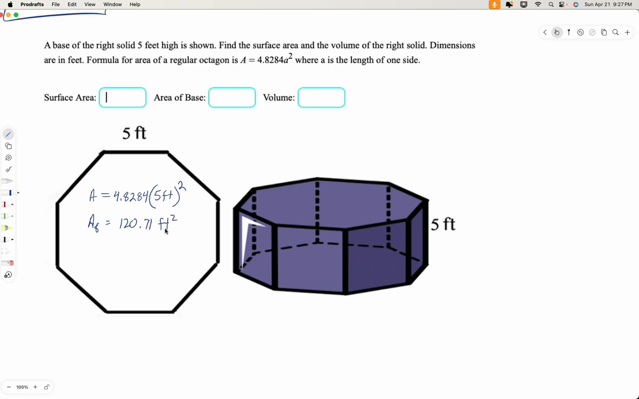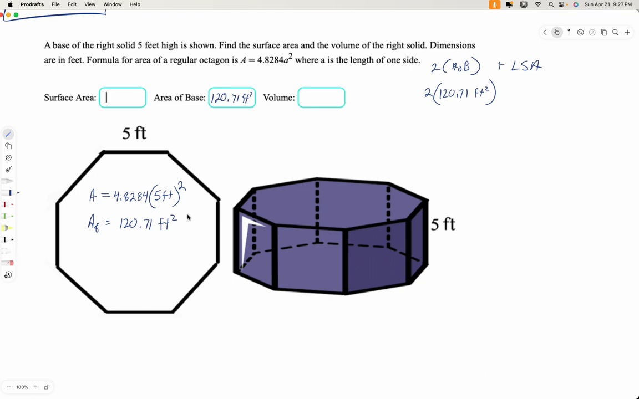Now we know that goes here, 120.71 feet squared. We take the area of the base and we have it here and we have it here. So we have a bottom and we have a top. That means we need to find the surface area. We need to say 2 times the area of the base, which is 120.71 feet squared, plus the lateral surface area.